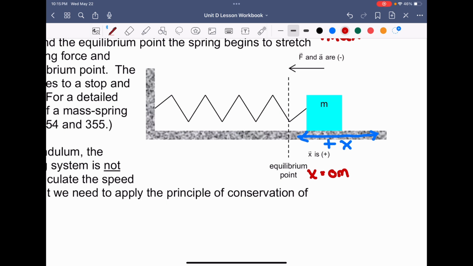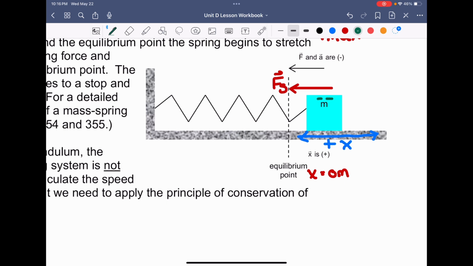Now, we want to annotate the following into here. So at this region, we have the following situation. We have a force, or a restoring force, that is pointing left. It wants to bring it back towards the equilibrium, I should say, not past the equilibrium, but wants to bring it to the equilibrium.